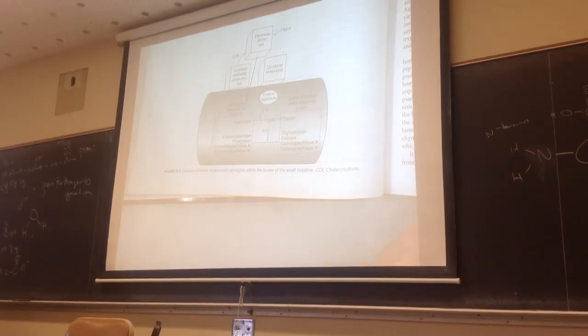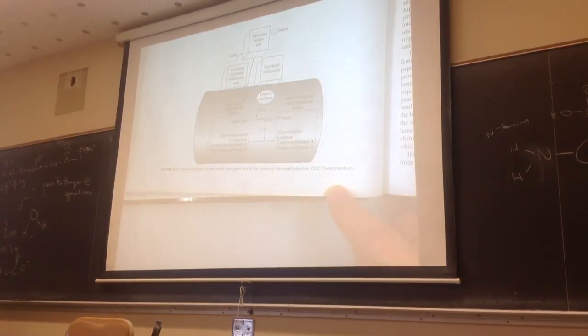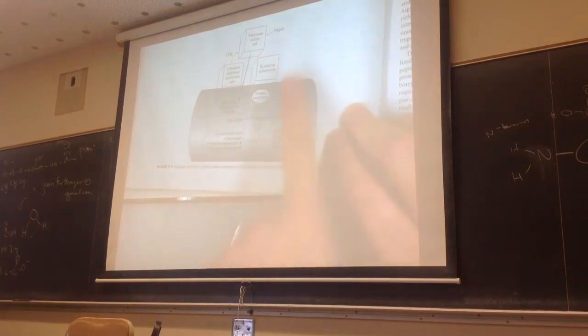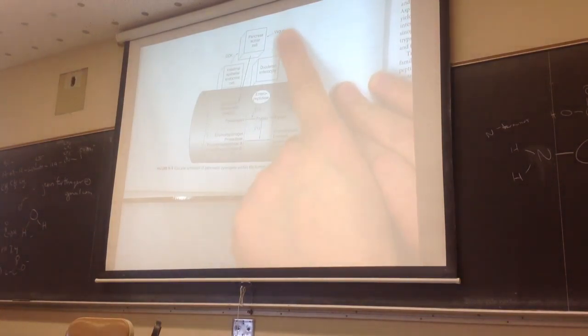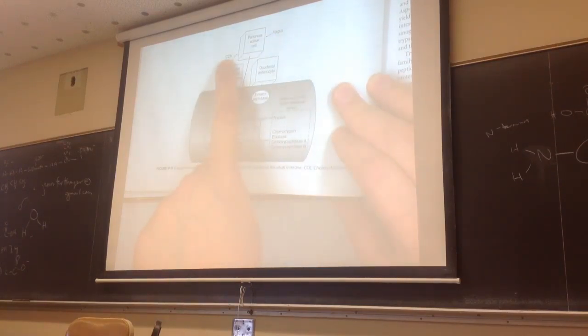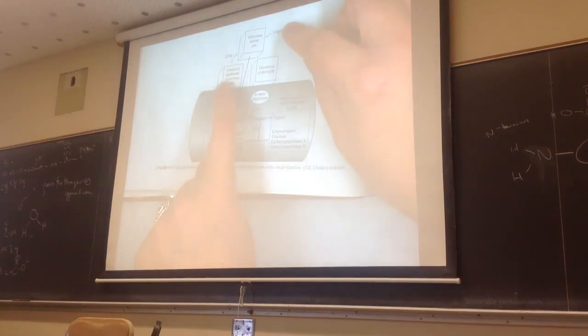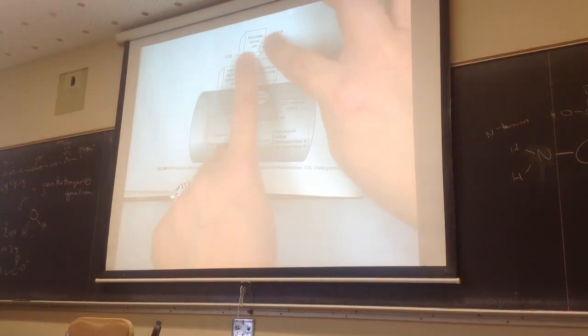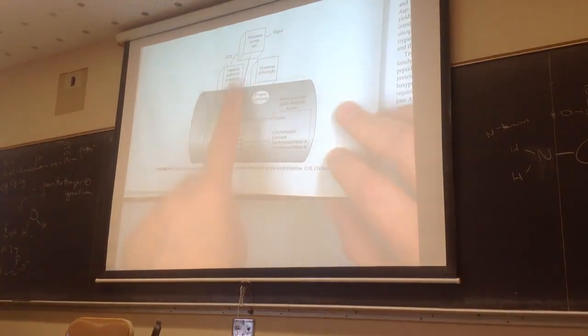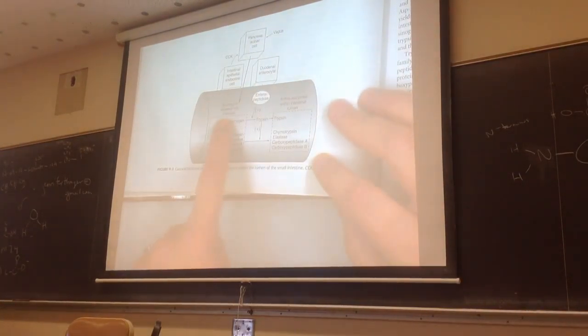So this is the cascade activation of pancreatic zymogens within the lumen of the small intestine. This is the vagus innervation, the vagus nerve. This is cholecystokinin. So these two things, and here's the intestinal epithelial endocrine cell. These messages go to the pancreatic acinar cell. The pancreatic acinar cell then releases the zymogens into the intestine.